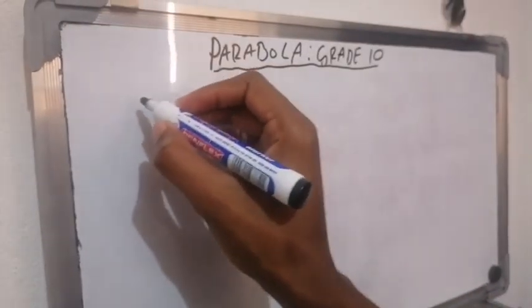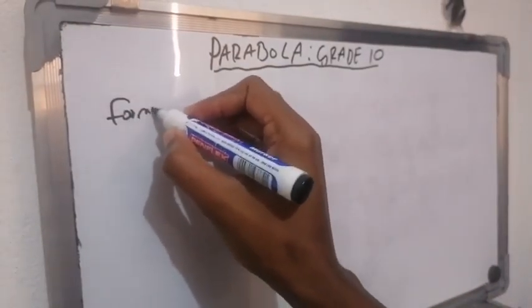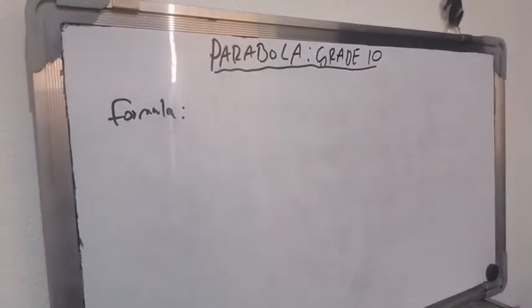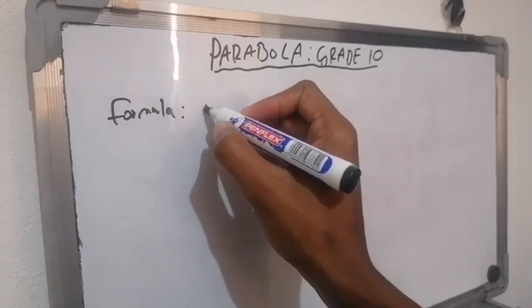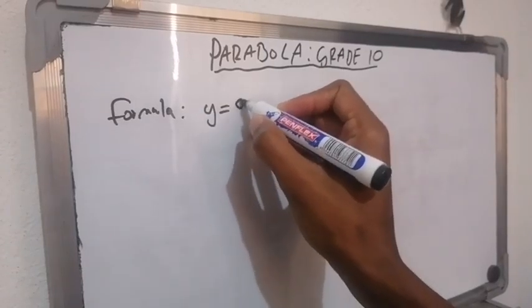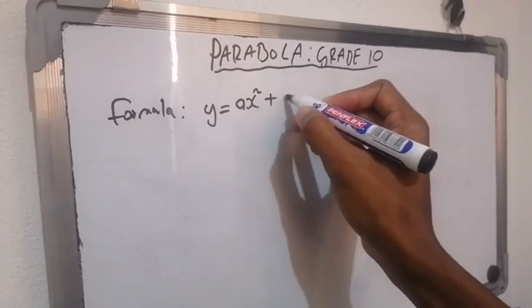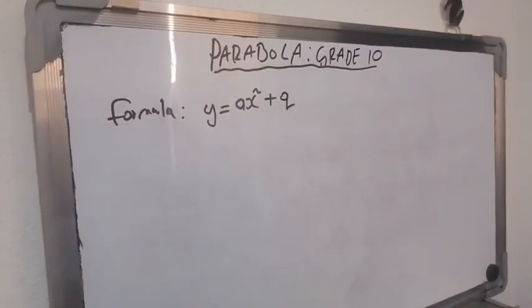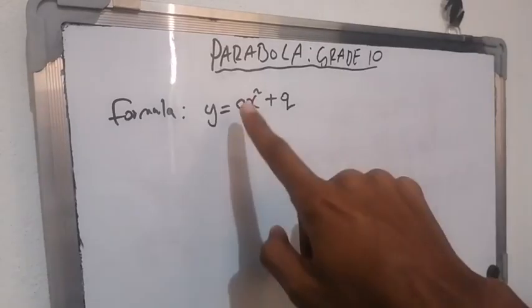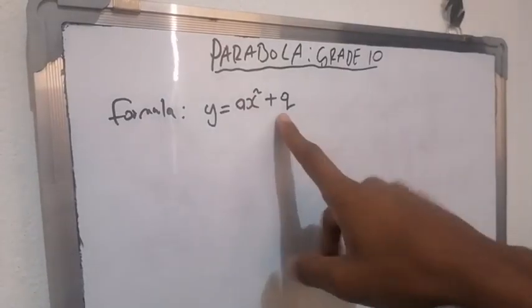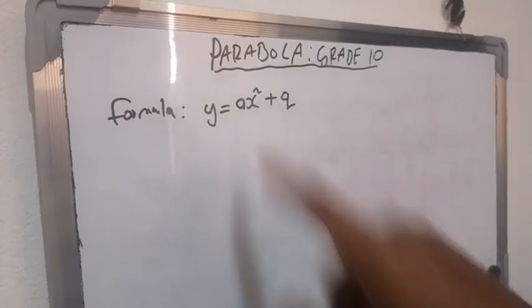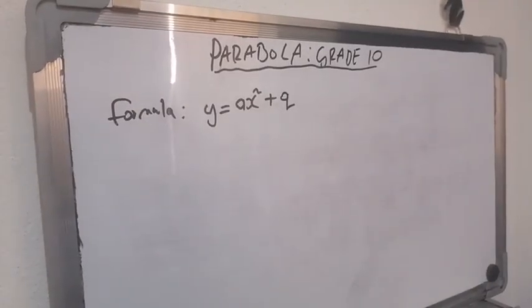Before we do everything, we need to understand the formula. We need to look into the parabola formula and then understand what it means. It says y is equal to ax squared plus q. Now we need to understand what is the function of a, what is the function of q, and what is y and what is x. If we can understand very well what we are dealing with, I think the better.